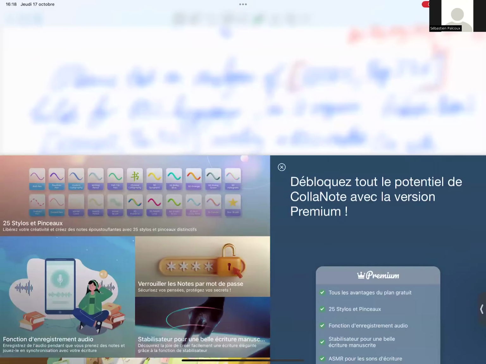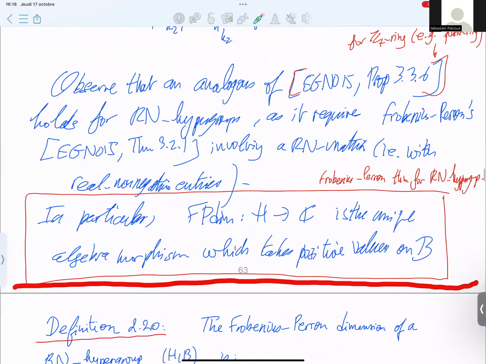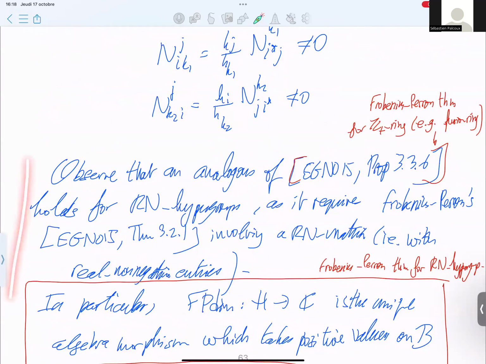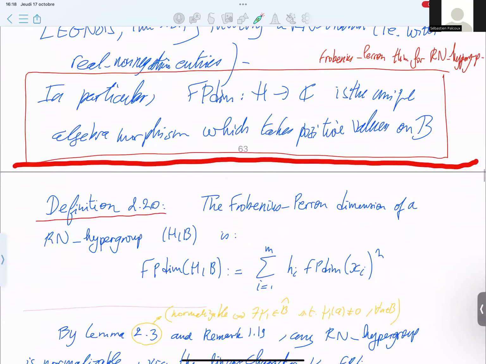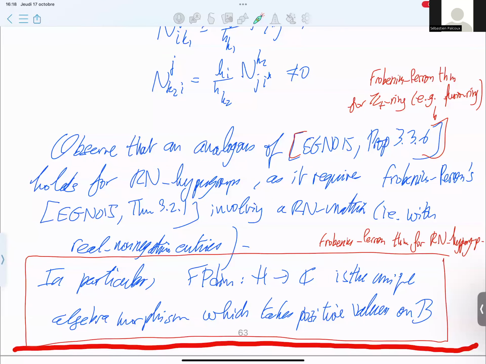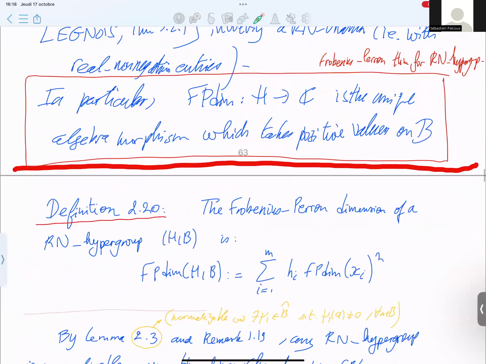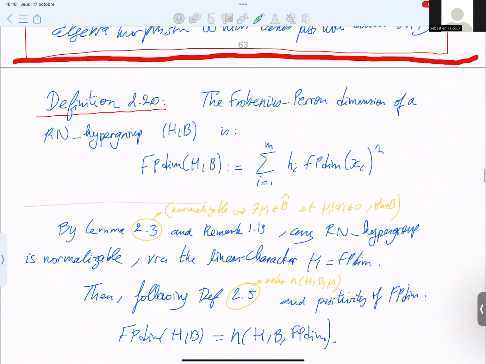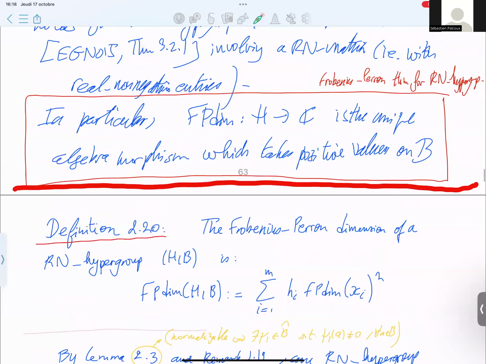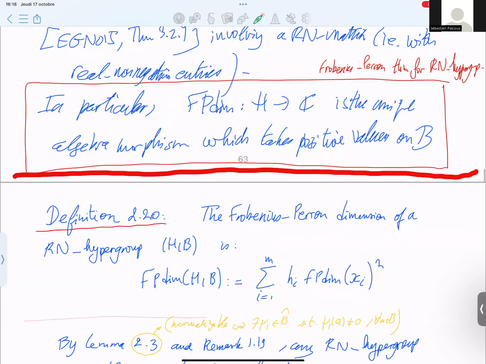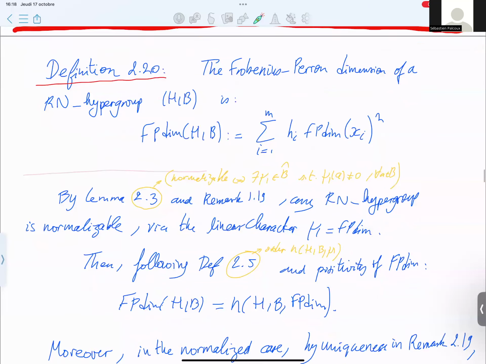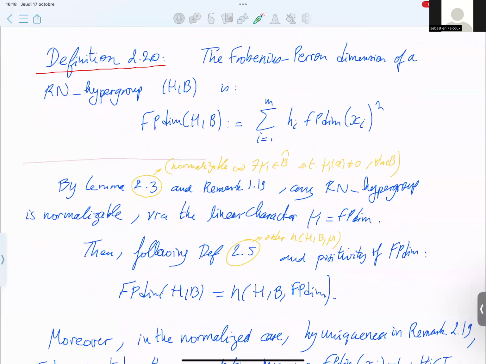But more or less, somewhere you need to apply the Frobenius-Perron theorem because you need the positivity or something like that. Anyway, it doesn't matter. So we really have this linear character, which takes positive value on the standard element.